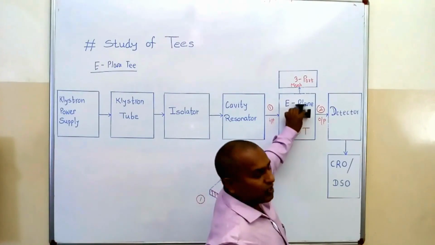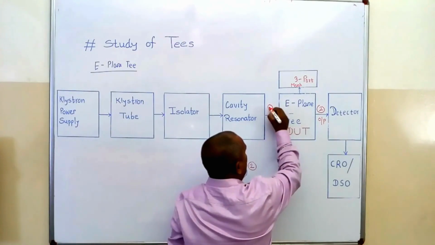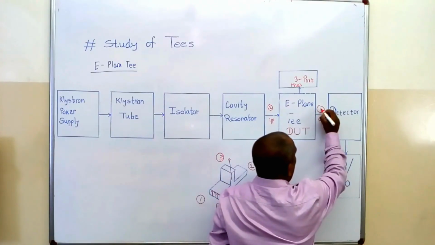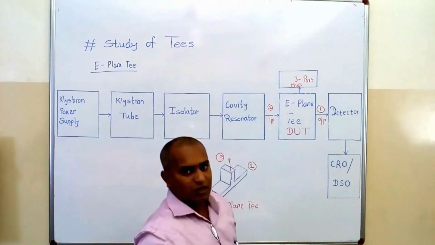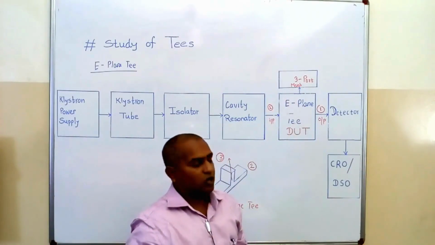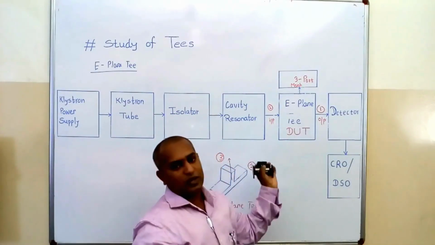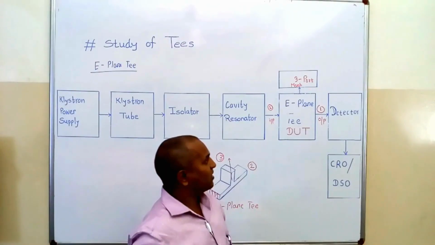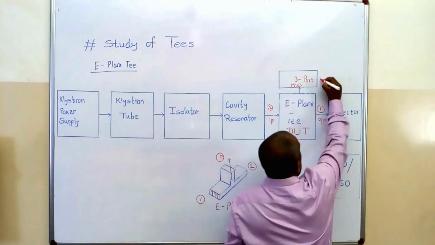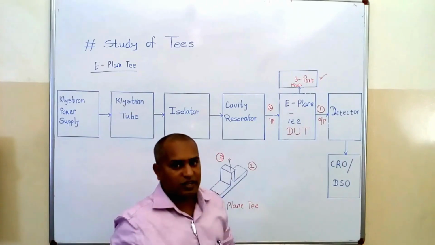In the second case, what will we do? We will use port number 2 as an input, port number 1 as an output, and my third port will be a match termination. So in this case you will get an output like the previous output, because our cases are the same. We are changing only the input and output positions. We are keeping the third port constant.